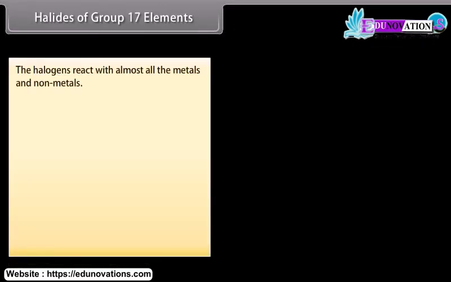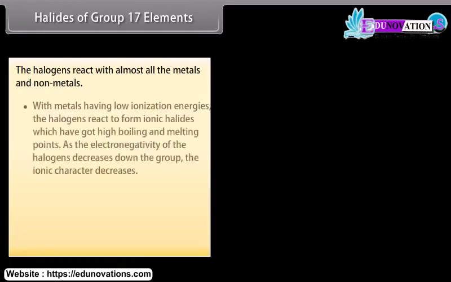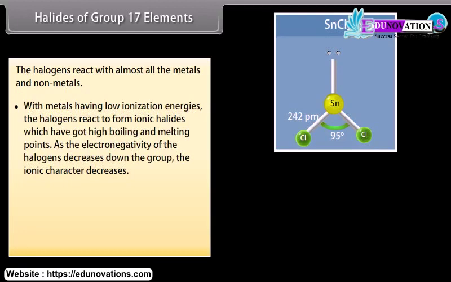Halides and group 17 elements. The halogens react with almost all the metals and nonmetals. With metals having low ionization energies, the halogens react to form ionic halides, which have high boiling and melting points. As the electronegativity of the halogens decreases down the group, the ionic character decreases. For example, SnCl2 and PbCl2.